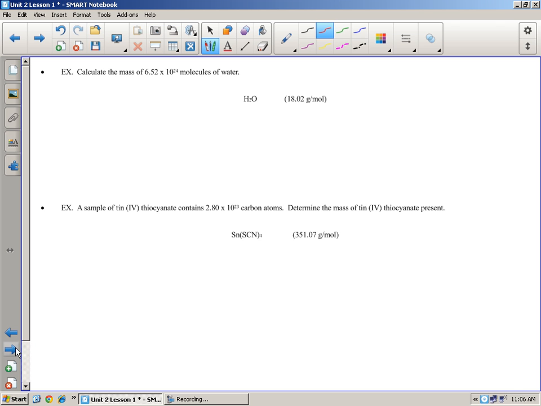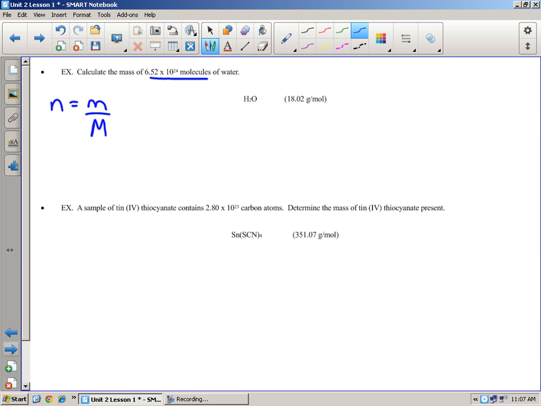It says calculate the mass of 6.02 times 10 to the 24 water molecules. Once again, if I want to calculate the mass, there's a couple ways you can do this. You can say, what am I given? Well, I'm given molecules. What am I trying to find? I'm trying to find the mass. What formula does mass that we know of so far? The only formula that does mass that you know of is this one here.